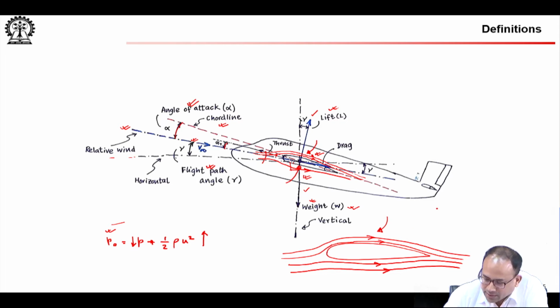Now, there are two kinds of forces that are developed on the wing. One is the normal force due to pressure, and the other is something known as the shear force. Shear force is due to viscosity. So, if you draw, you have air. Think of this as a cross section of the wing at a certain location.